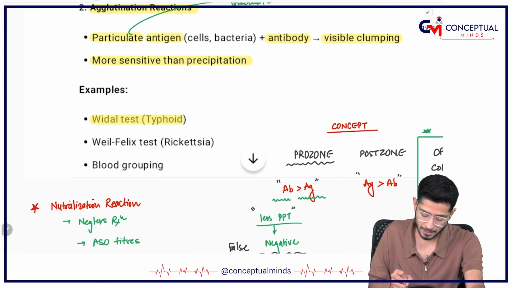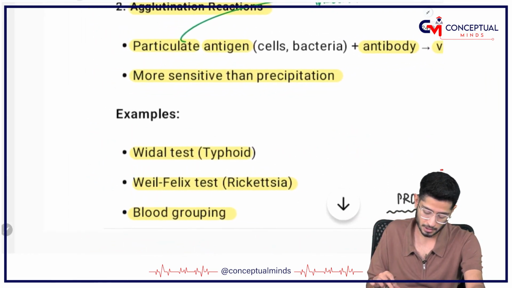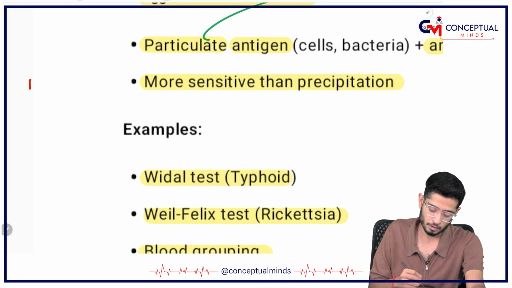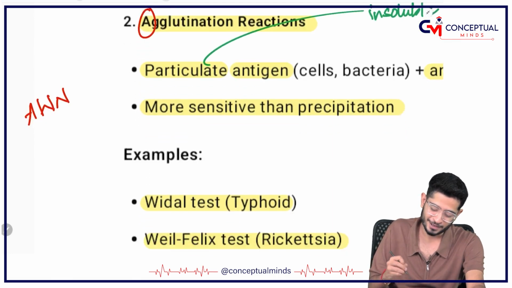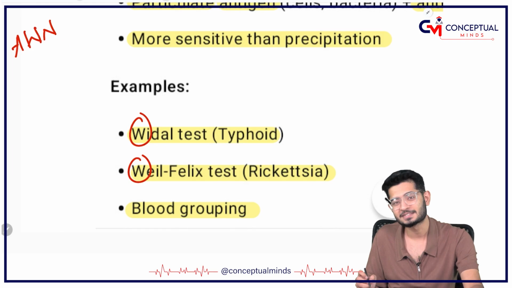For example, Vidal test, Weil-Felix test and blood grouping, we do for what? We do for agglutination. Nowadays, it's a key word for all the girls, they say AVW. So, what is this AVW? A for agglutination, V for Vidal and W for Weil-Felix test.